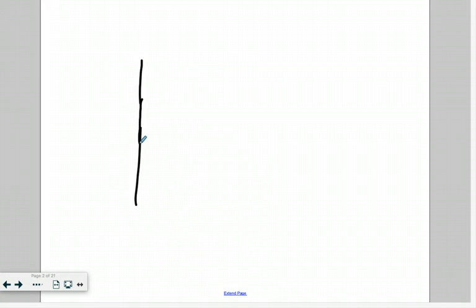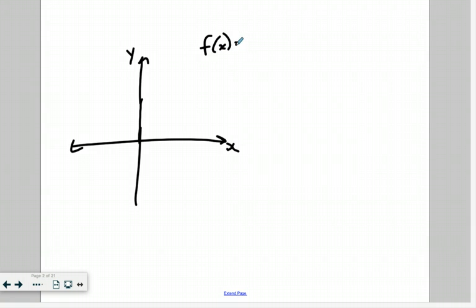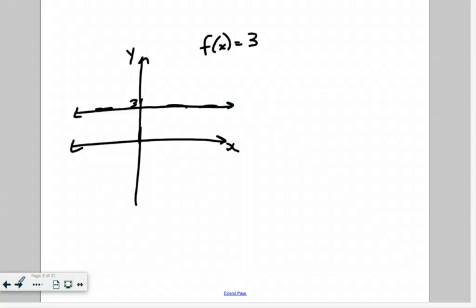You can think about that pretty easily. If this is our xy axis and we have a constant function, let's say f of x is equal to 3, we're just graphing a horizontal line at 3. If the derivative is the slope of a tangent line, and we draw tangent lines to a horizontal line, we're just drawing more horizontal lines. The slope of those is always going to be 0. So for any constant function, the derivative is always going to be 0.